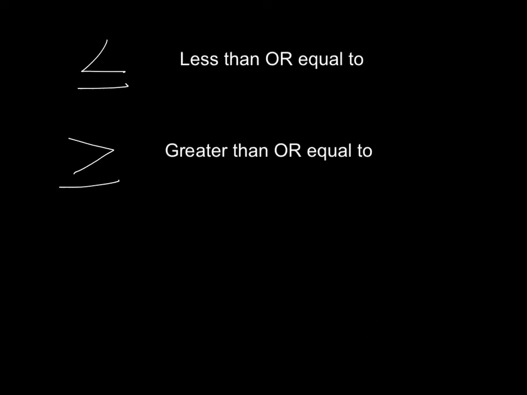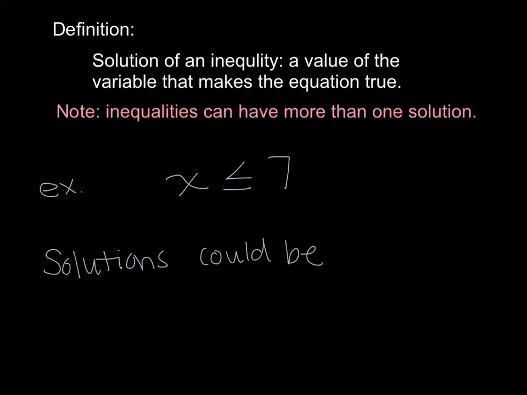Here I have it written out. Again, when it has a line under it, it's less than or equal to, and greater than or equal to. So that's a new sign that you're going to be introduced to, but I think you'll understand why in a second. Okay, so the definition of a solution of an inequality is a value of the variable, meaning the letter, that makes that equation true.